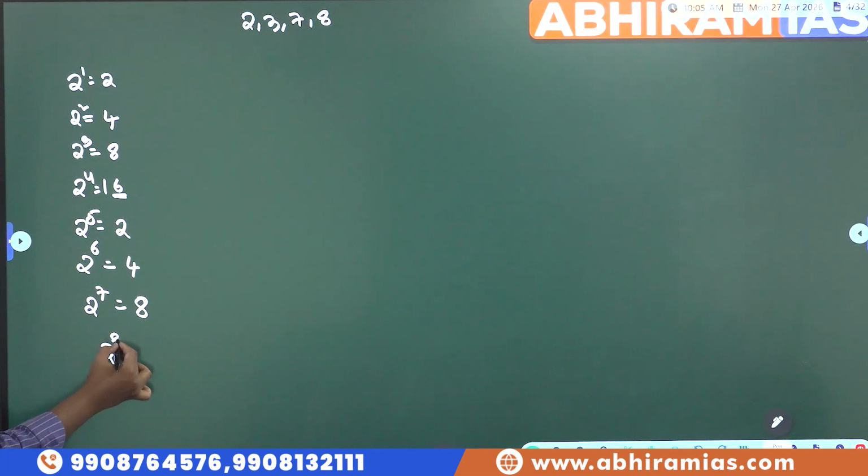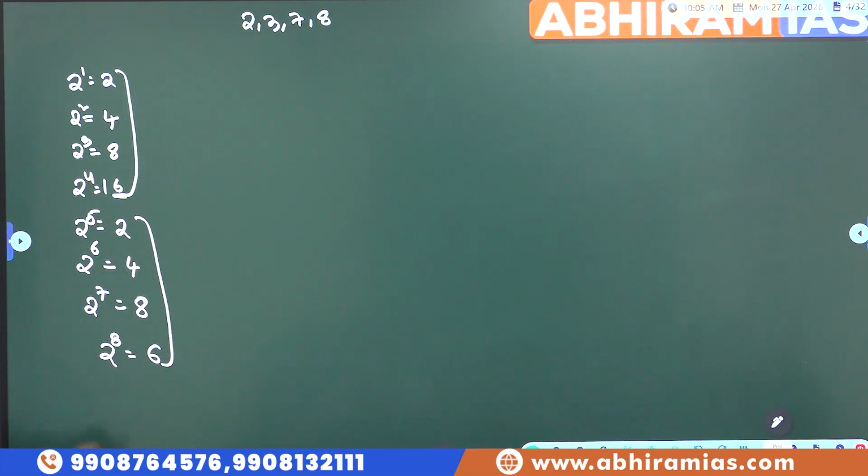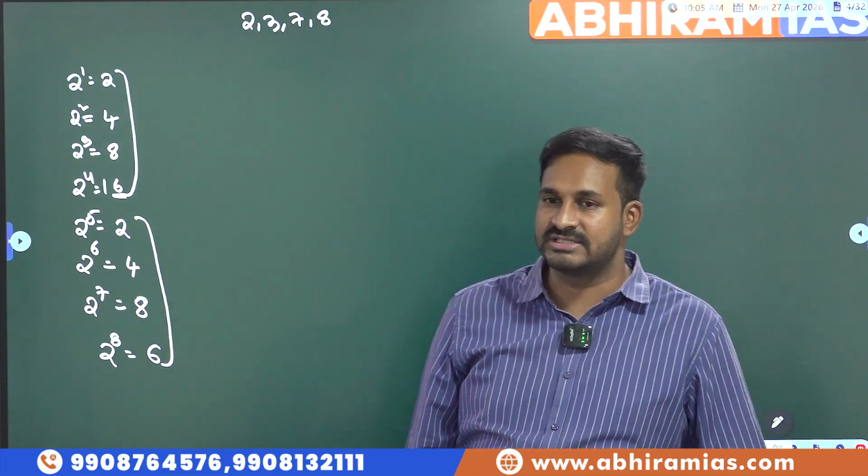2 2s are 4. 2 power 7. 4 2s are 8. 2 power 8. 8 2s are 16. Please see here, 2 4 8 6. 2 4 8 6. 4 chances, right? Similarly, for 3 also you will have 4 chances. For 7 also you will have 4 chances. For 8 also you will have 4 chances.